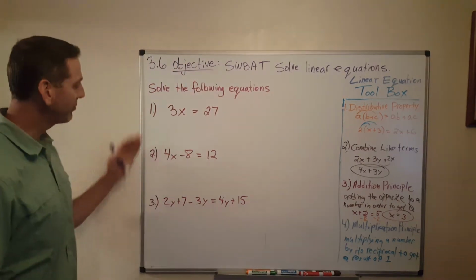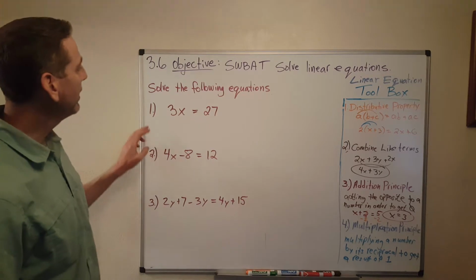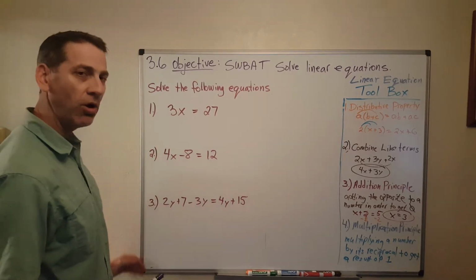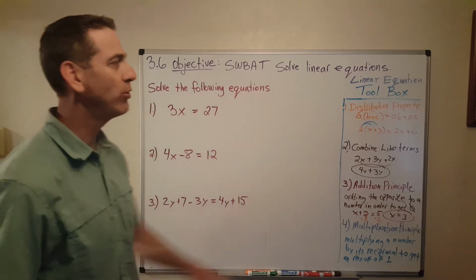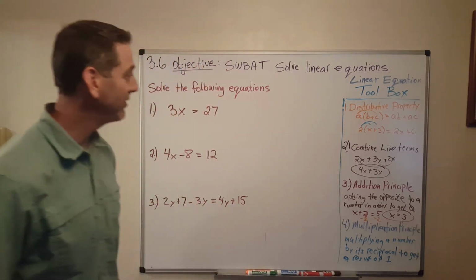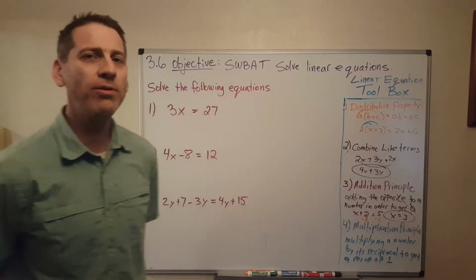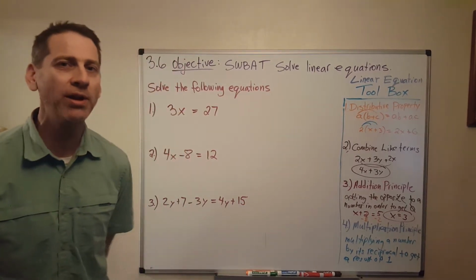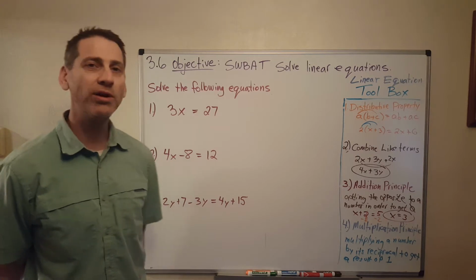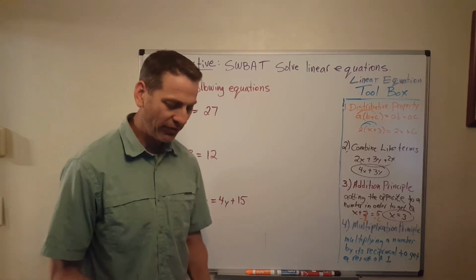All right. So I have three equations, and we're actually going to do another one at the end. And we're going to go from easy, and we're going to get harder as we go along. Okay. And we're just going to use these strategies to help us solve these equations. All right. So the directions are: solve the following equations, and the first one says 3x equals 27. Now this one's pretty easy, so you can probably just figure this one out in your head.